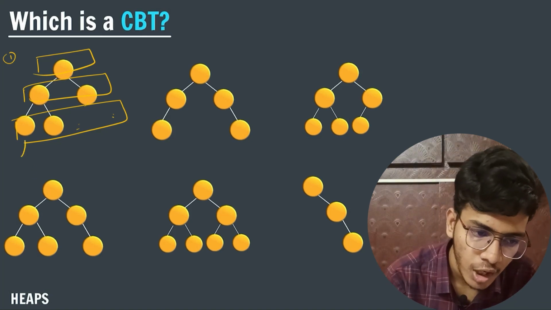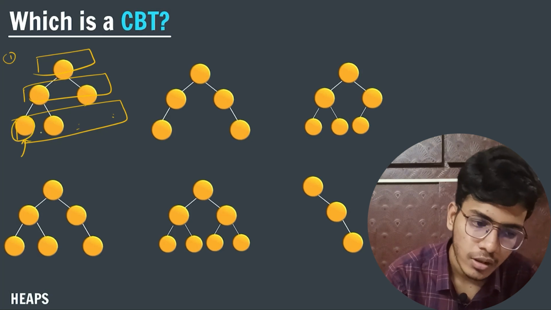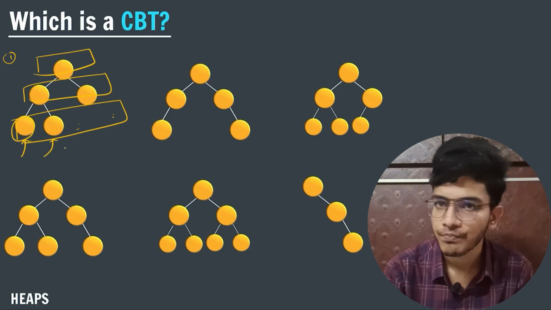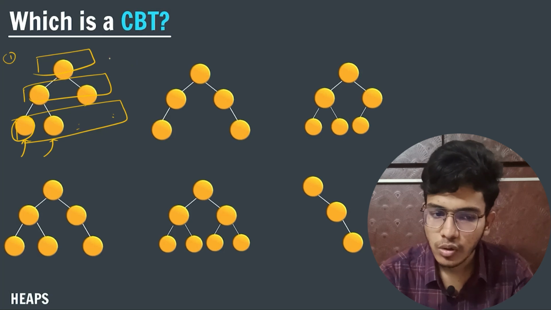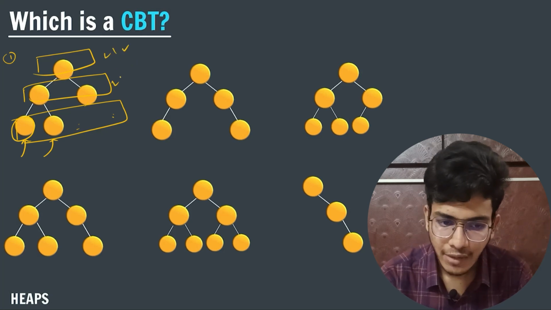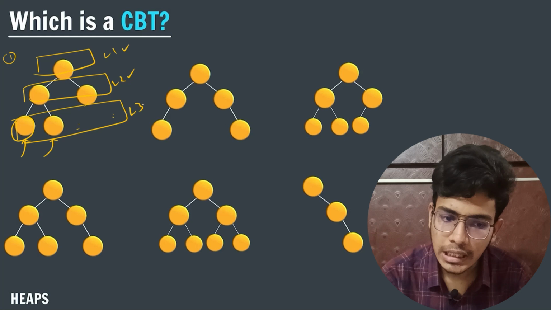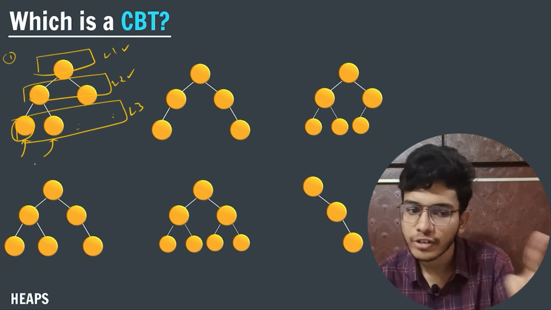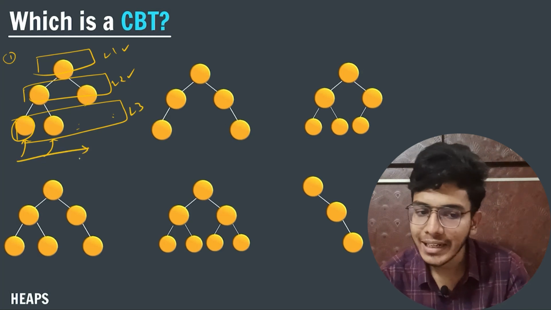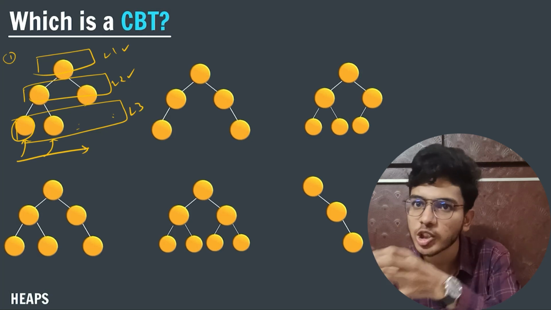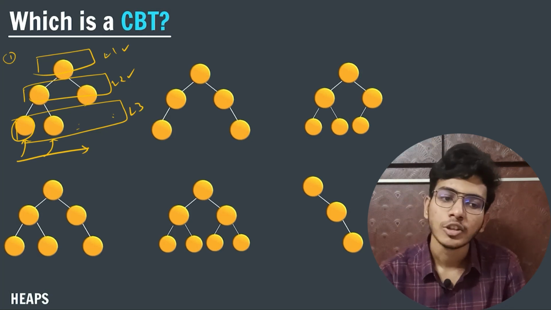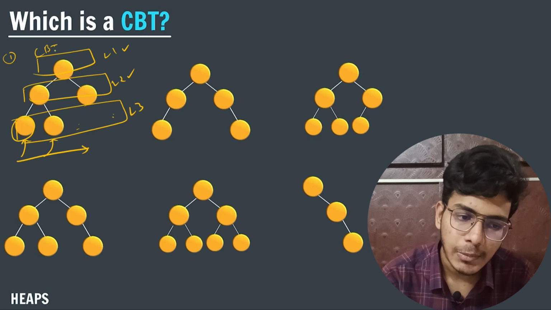So you can say that first of all I have filled this left node, after it its right node. Level 1 is filled, level 2 is filled, and in level 3 the filling is happening from left to right, in a structured, sequential manner. So this structure is a CBT.